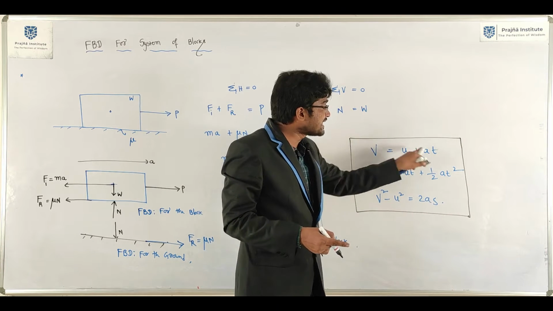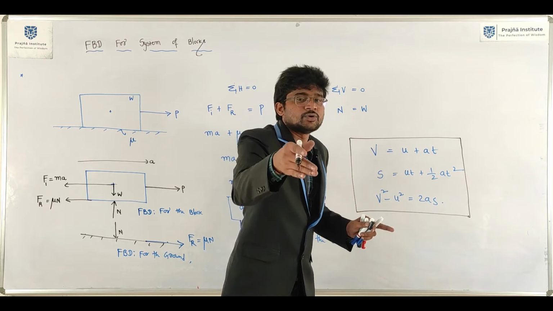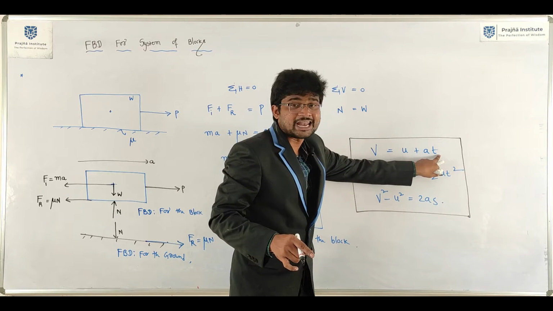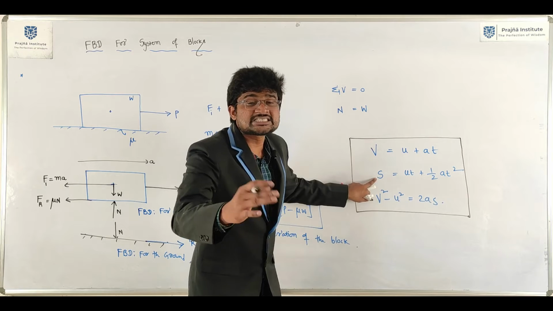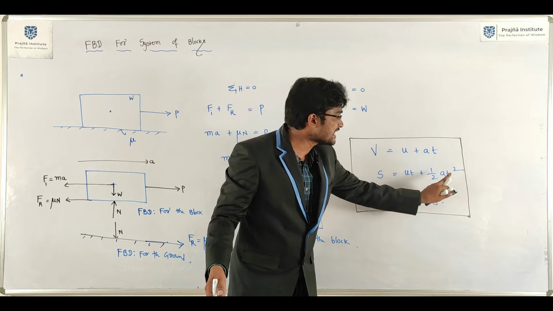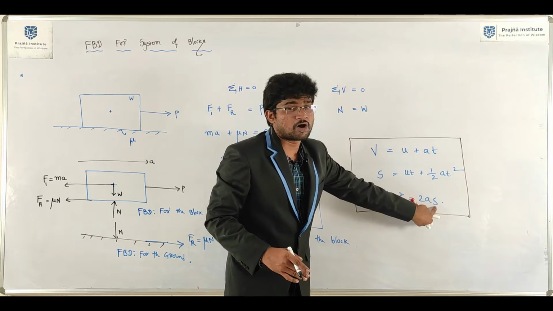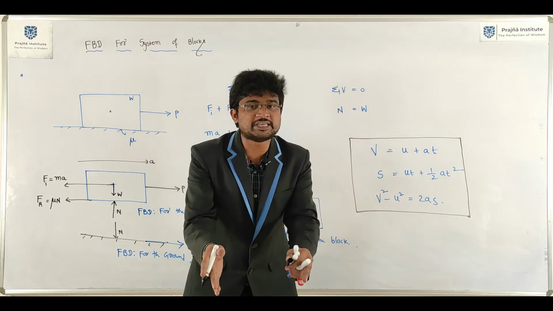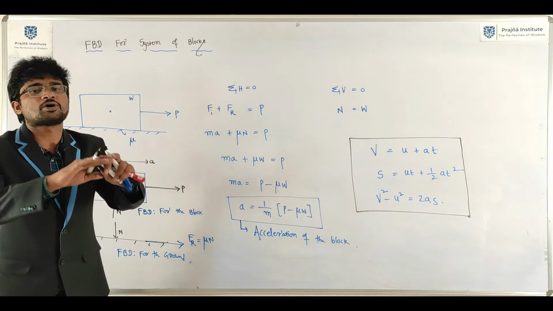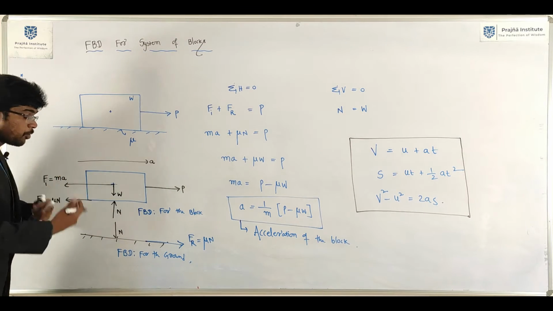Initially the block is at rest, then they will ask you to determine the velocity of the block after time t seconds, or else they will ask like this: the time required to attain the velocity v meter per second, in which case you can calculate t. Next, the distance traveled by the block after time t seconds with an acceleration a, or the distance traveled after attaining a velocity of v. Like that, people will frame different questions in GATE. To solve all the questions, we should have full command of the free body diagram.